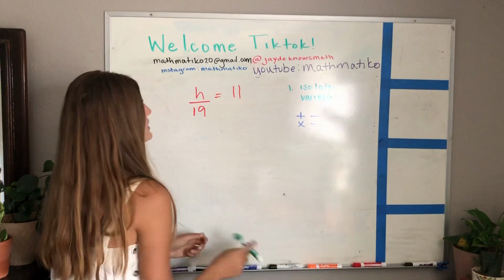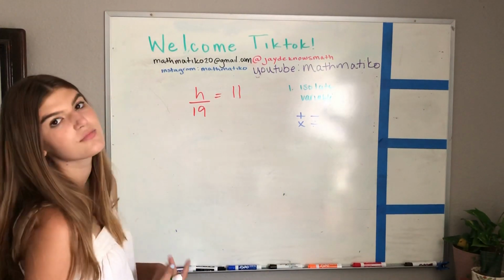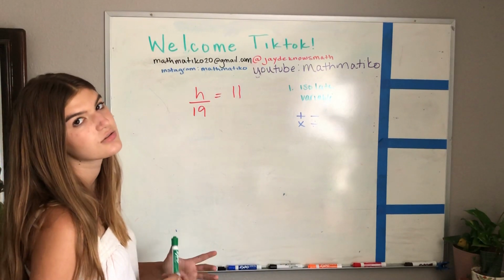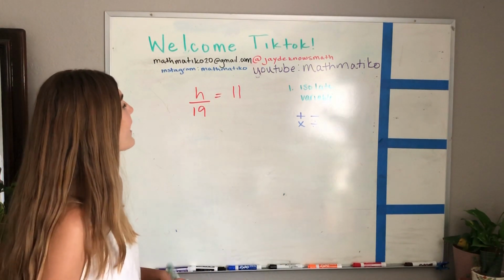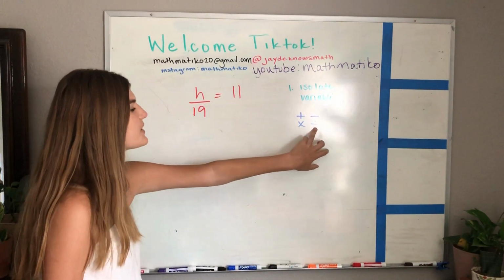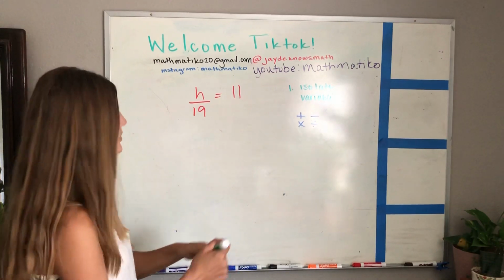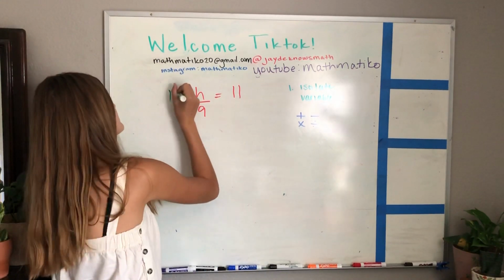So let's figure out what we need to do. First thing, what's happening to H? H is being divided by 19. So we look over here, we say, okay, well, it's being divided. What's the opposite of division? Multiplication. So what we're going to do is multiply by 19.